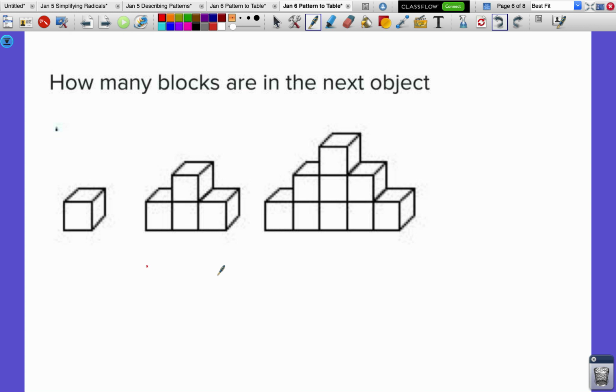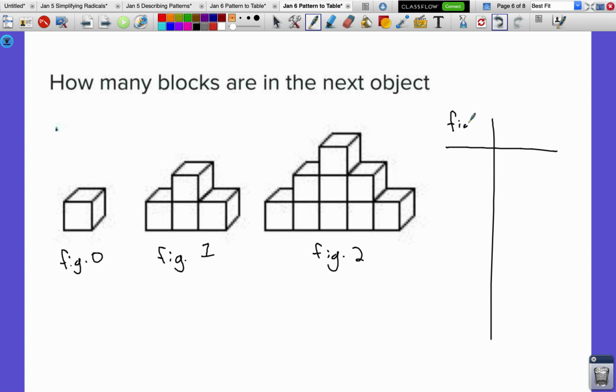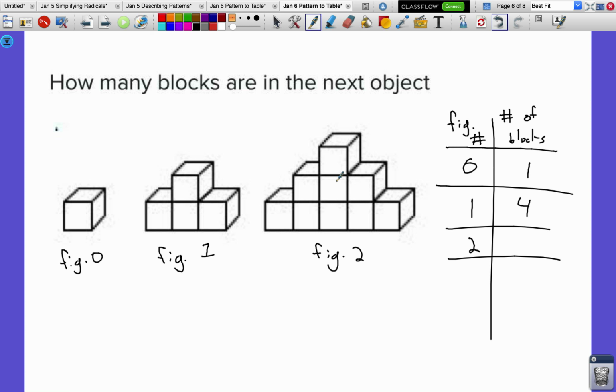Alright, here's another one. Pause the video, sketch it. We'll label each of these a figure. So we've got figure 0, figure 1, figure 2. And what I want to encode in my table is the figure number and the number of blocks. Alright, so figure number 0 has 1 block, so I put a 0 across from a 1. Figure number 1 has 1, 2, 3, 4 blocks. And figure 2 has 1, 2, 3, 4, 5, 6, 7, 8, 9 blocks.